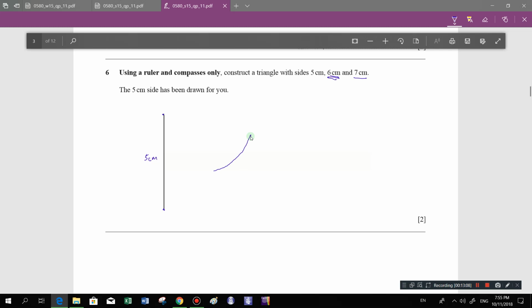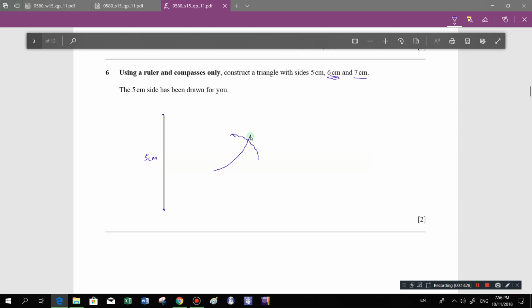Okay. Now, then after that you do the 7 cm. This one, 6 cm you poke here. 7 cm you use the sharp point of the compass and you poke here, and then you draw the arc. Okay. Draw the arc.